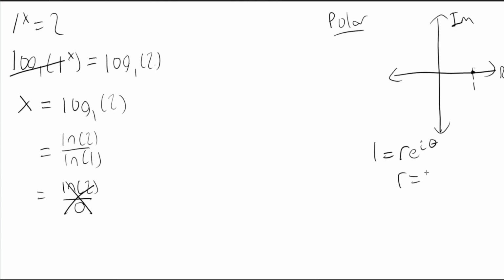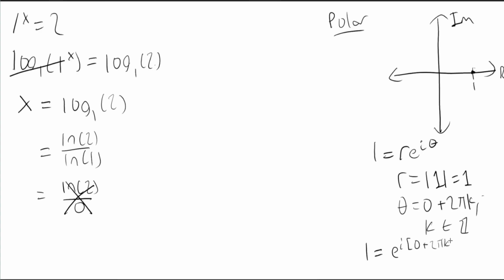So r is just the absolute value of 1, which is just 1. And theta is 0, or 0 degrees. And we can also have any number of full rotations. So 2 pi k, where k is an integer. So now we see 1 is equal to e to the power of i times (0 plus 2 pi k).